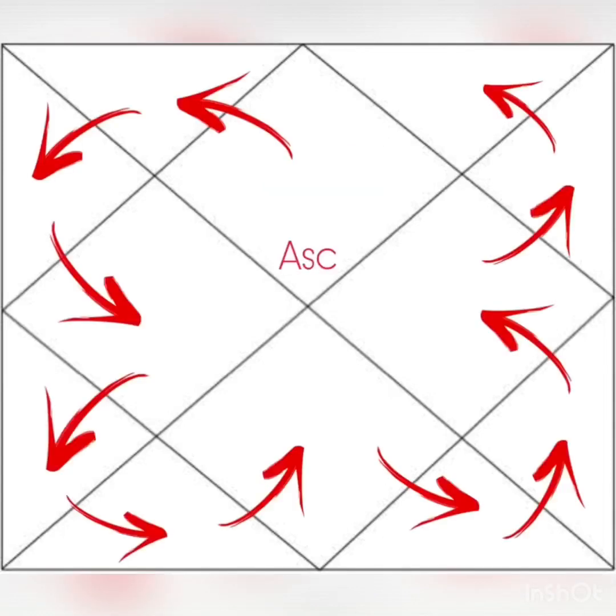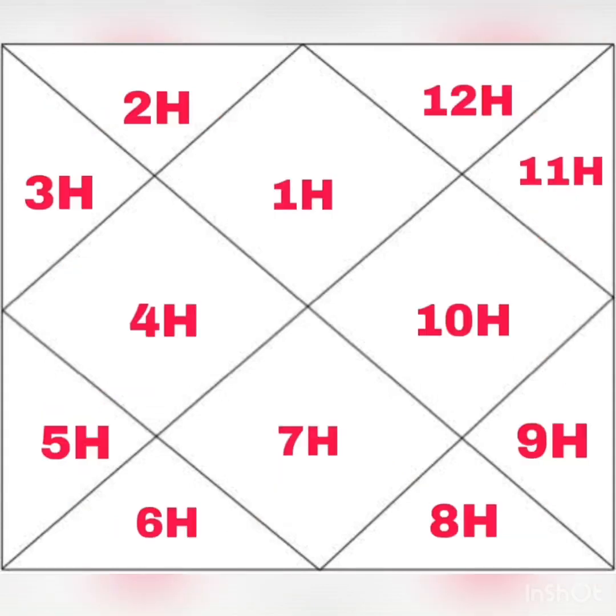So this is the format of a North Indian style birth chart. The box in the very center is said to be the ascendant or the lagna. Now all you need to do is go anti-clockwise in the chart. As a result, the center box becomes the first house, the top left becomes the second house, and then third house, fourth house, fifth house, all the way to the 12th house in the top right corner.